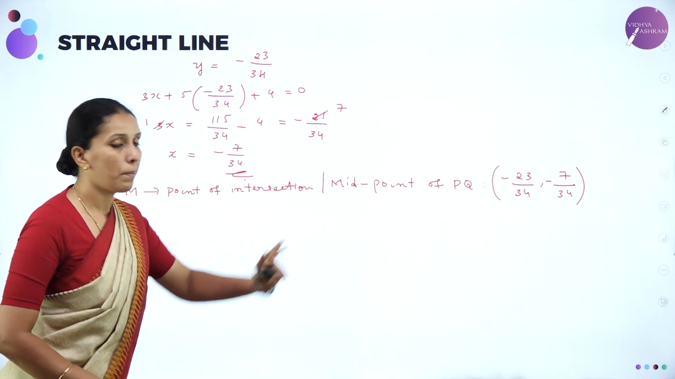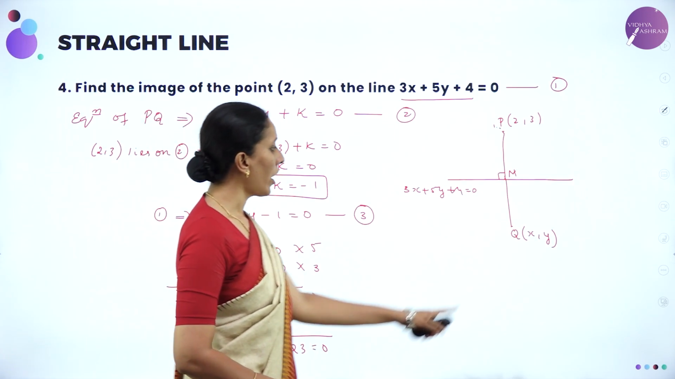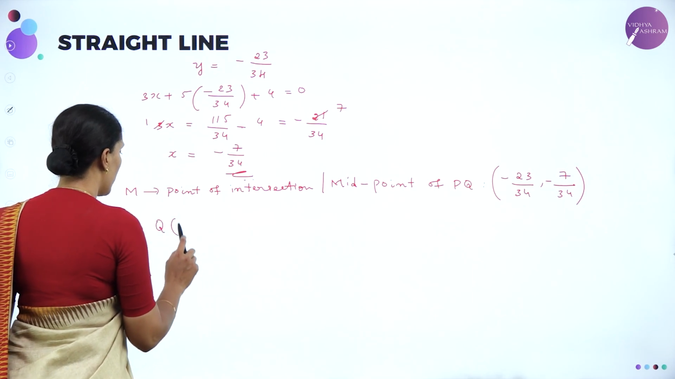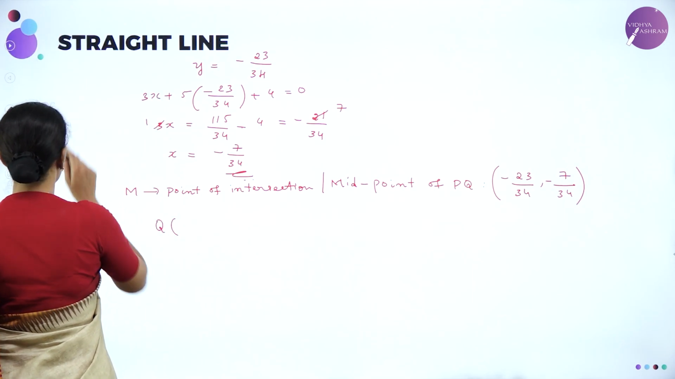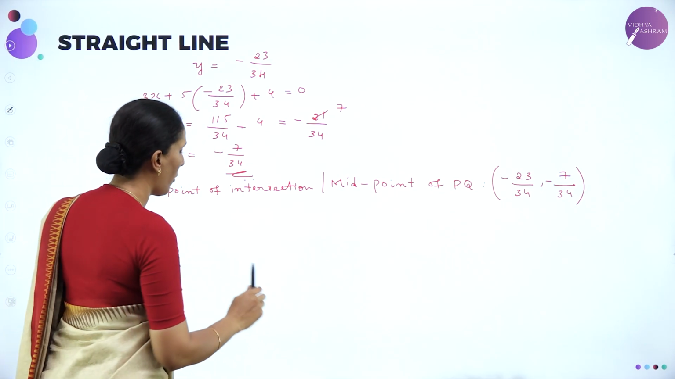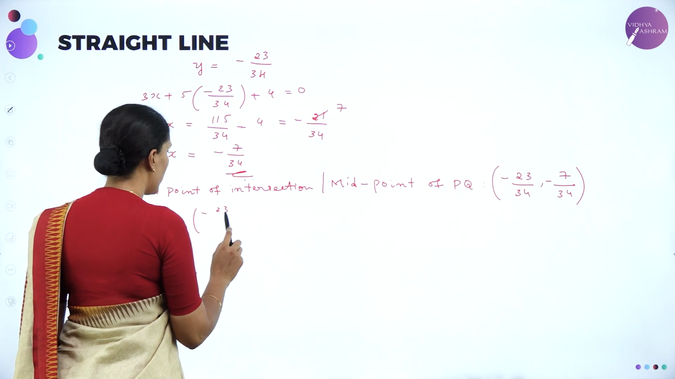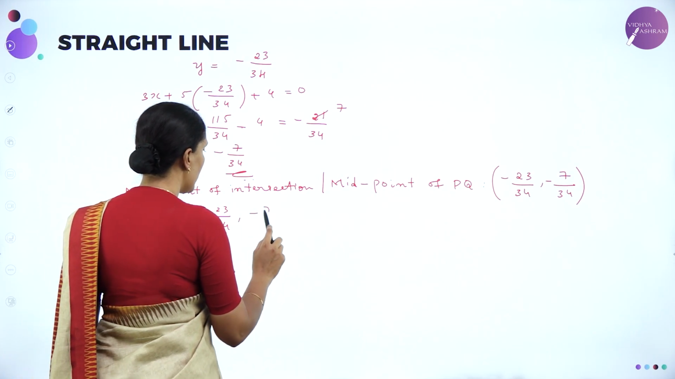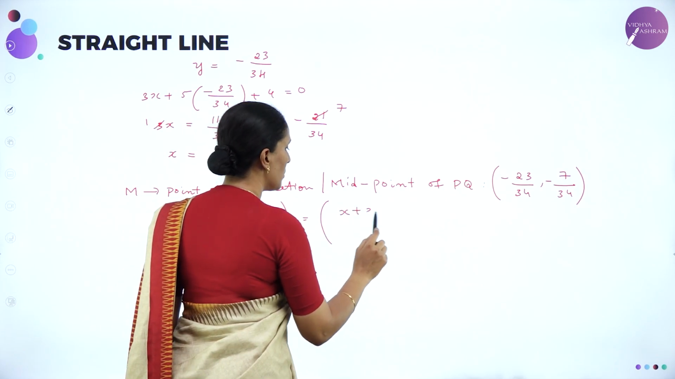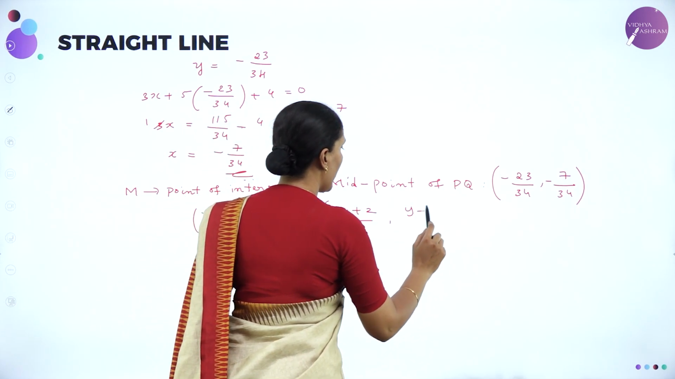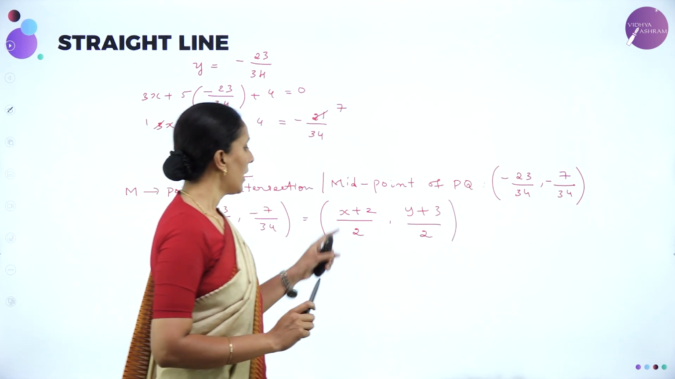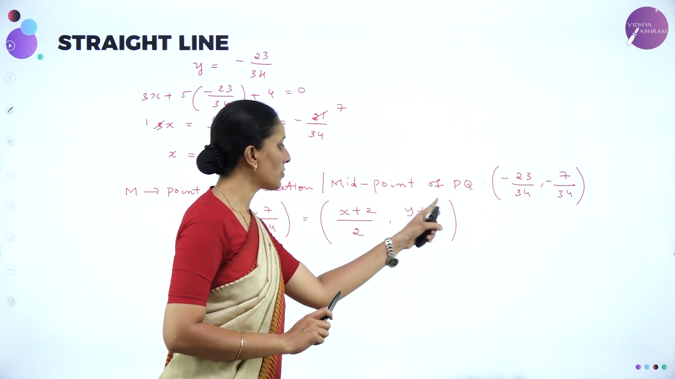Now, since this is the midpoint of PQ, we need point Q. So, using the midpoint formula, minus 7 by 34, comma minus 23 by 34 can be written as x plus 2 by 2, comma y plus 3 by 2. We know the midpoint formula is x1 plus x2 by 2, y1 plus y2 by 2.